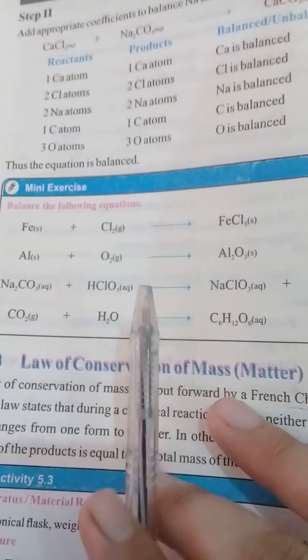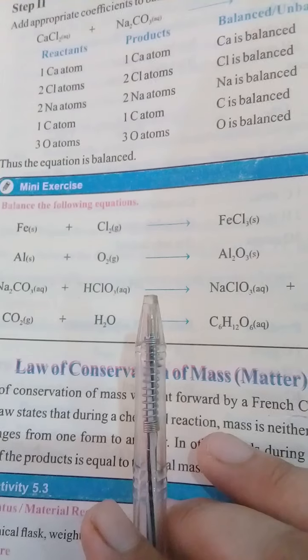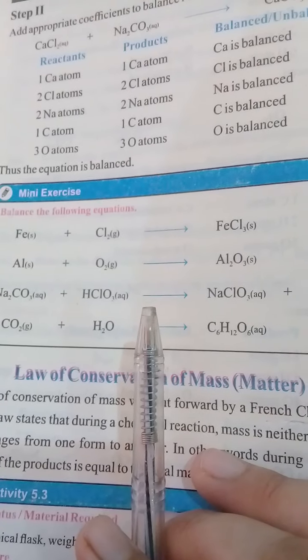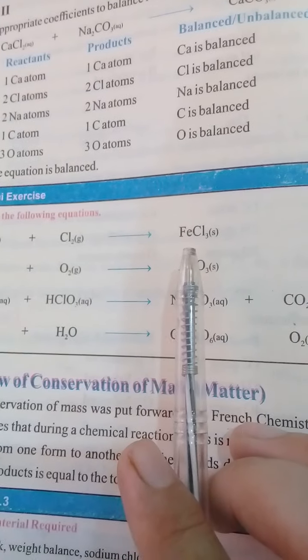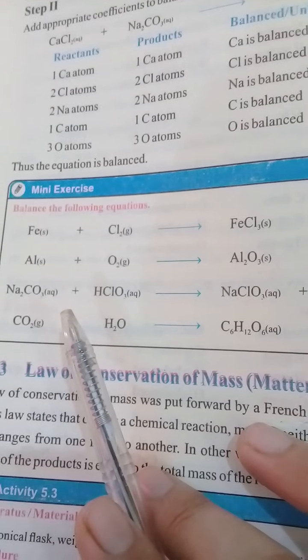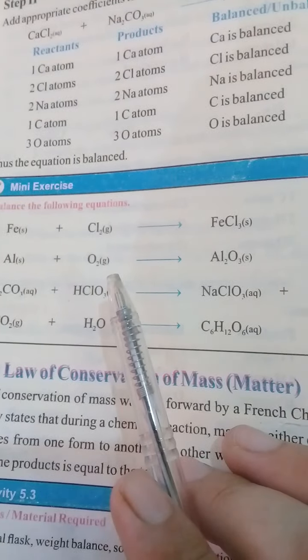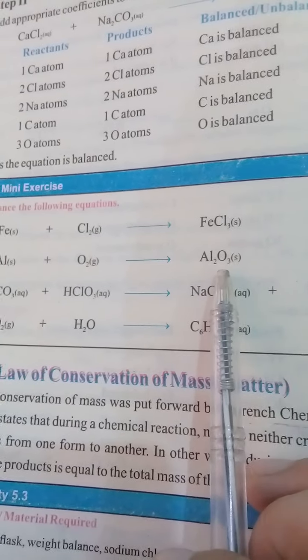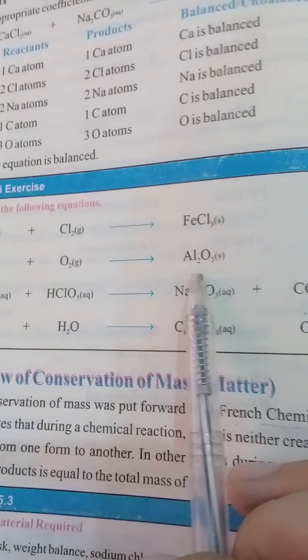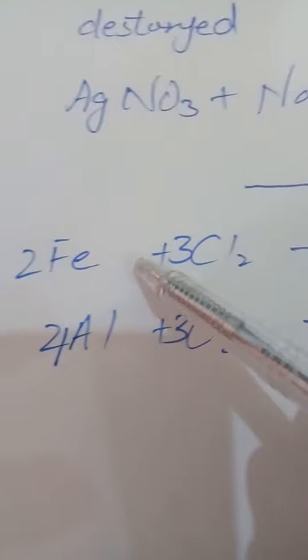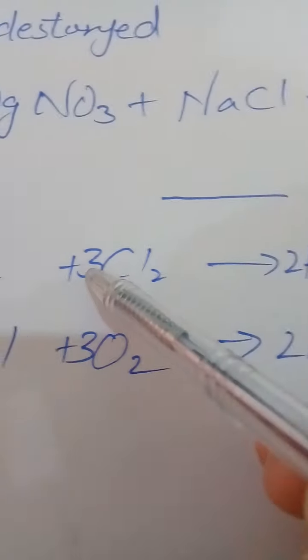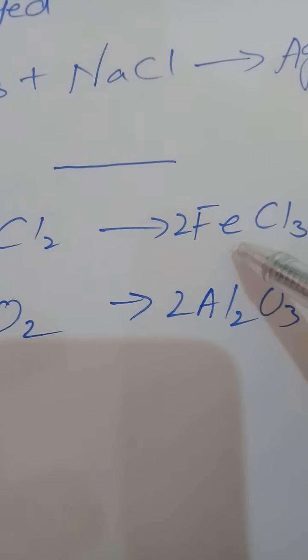The first chemical equation is iron reacting with chlorine and making iron chloride. In the next equation, aluminium is reacting with oxygen and forming aluminium oxide. So these are not balanced. To balance these equations, what will you do? Now, first of all, count each atom one by one.